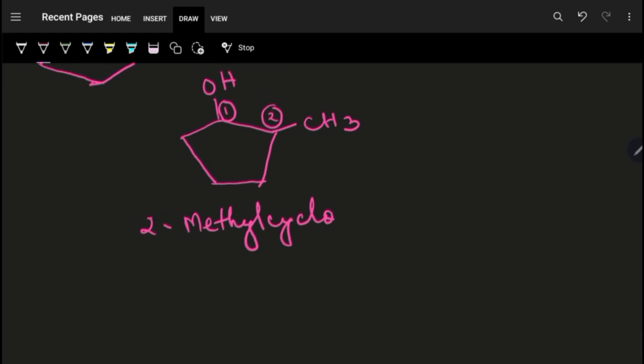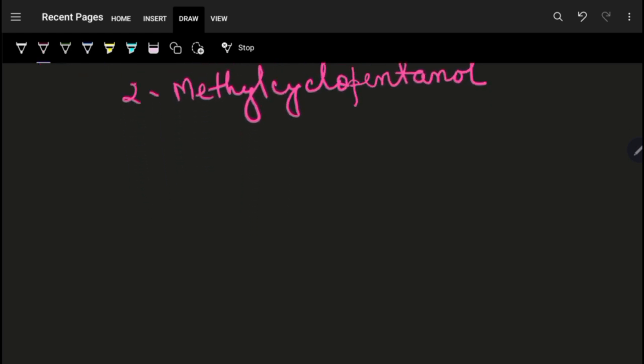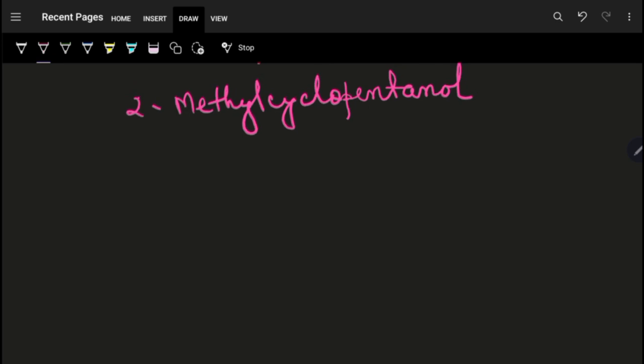So cyclopentanol. This is the IUPAC name. Now for phenols, the name phenol is allowed. You can write phenol. So let us see the structures. Phenol means a benzene ring having OH. I have already told you this is a phenol system.